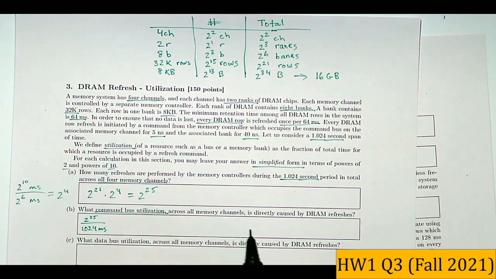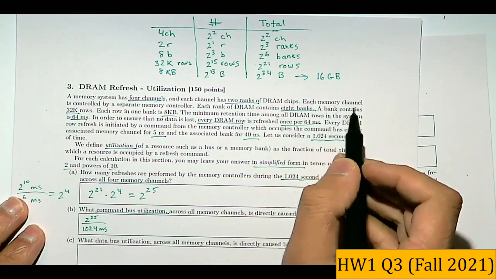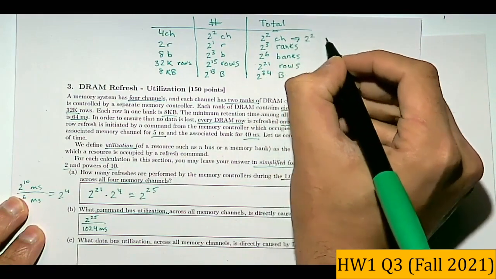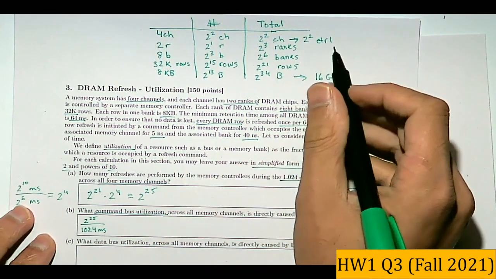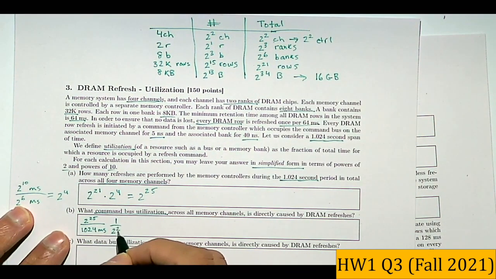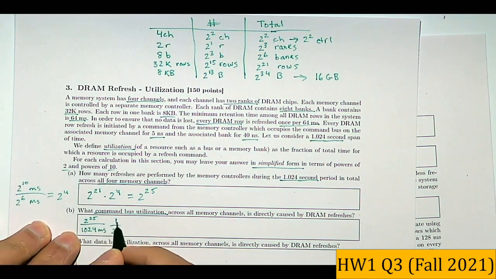So remember from before that we have 4 different memory controllers, right? Because each memory channel is controlled by a separate memory controller. And so 2 to the 2 channels means also 2 to the 2 controllers, right? And so if this is 2 to the 25 refreshes for the whole system, there's 1 channel per memory controller. And so the total number of refreshes there, we actually have to divide by the total number of controllers. So we're going to multiply by 1 over 2 to the 2. And so 2 to the 25 over 2 to the 2 represents how many refreshes happen per channel, right? And so this is essentially the number of refreshes per channel over the 1024 millisecond period.